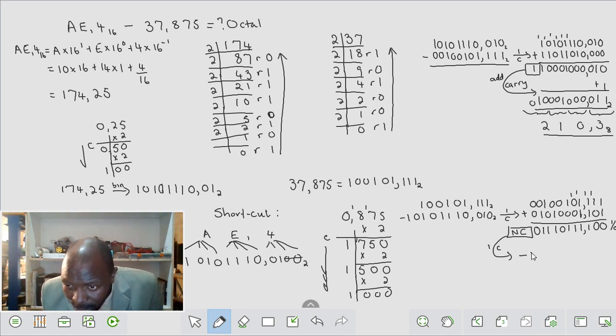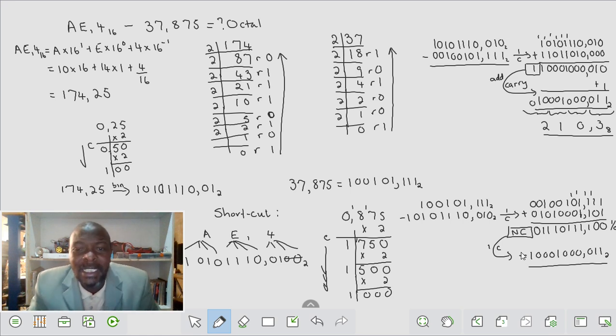So now when you complement 1 1 2 3 comma 0 1 1, that there is our answer. If you look, it's identical to that. This is 1 0 0 1 0 0 comma 0 1 1. So basically, I don't know.